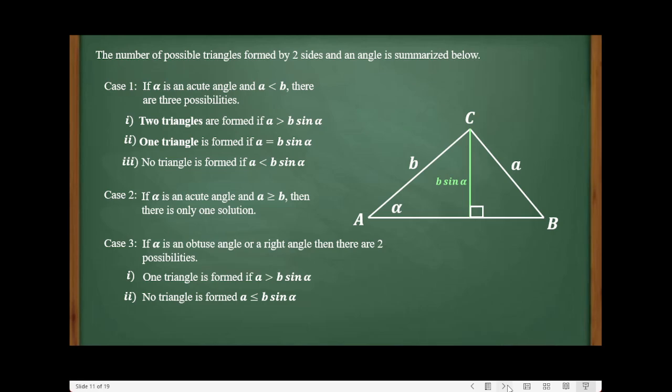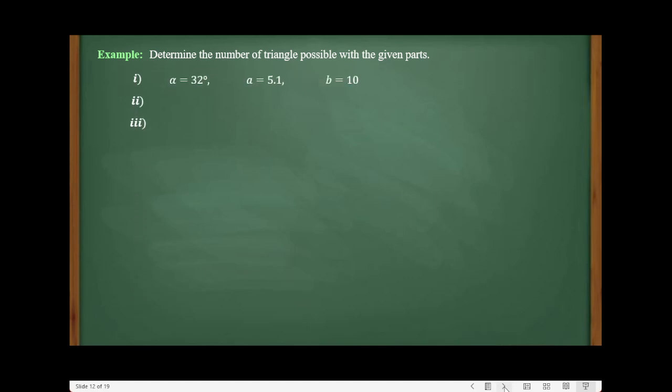Okay, so if there is no question at this moment, let us proceed to the next slide. Let us have some examples. Determine the number of triangles possible with the given parts. Now, the three given parts from the oblique triangle are the following. Alpha is 32 degrees, side small letter A, which is opposite this angle, is 5.1, and the other side is 10.